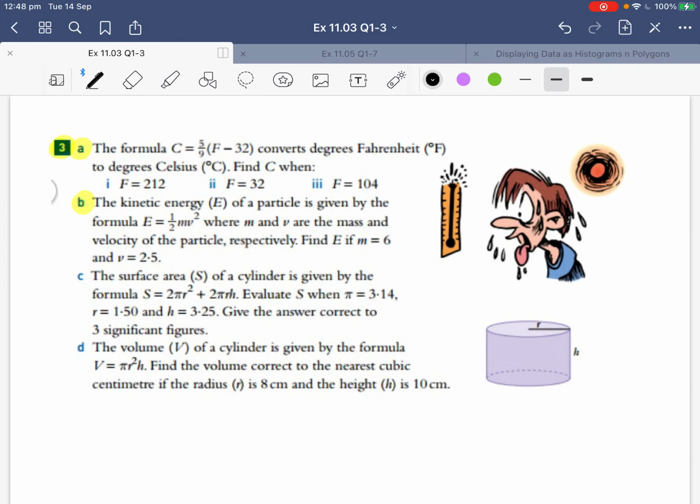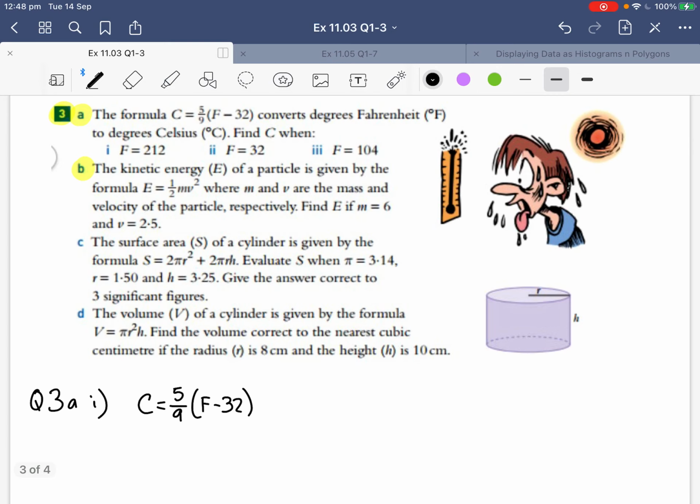So for 3AI, I'm just going to do it down here so that we don't go off the page and we can all see. It says if the formula C equals 5 over 9, bracket F minus 32, converts degrees Fahrenheit to degrees Celsius, find C when F equals 212. C is what I'm trying to find, and my F is what I've been given. So I'm going to put my F value into this equation.